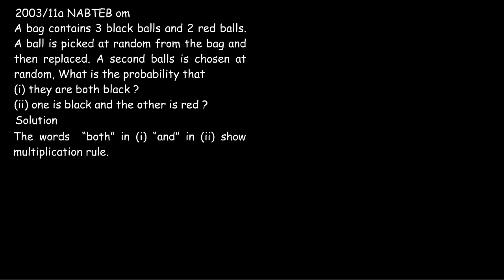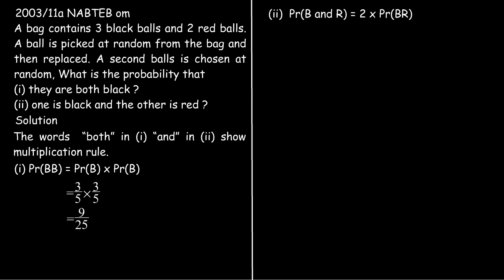So for our solution, the word both in 1 and 2 shows the multiplication rule. So for our first option, the probability of a black and a black will be equal to the probability of a black times the probability of a black, which is equal to 3/5 times 3/5, which is equal to 9/25. For the second part, the probability of getting a black and a red will be equal to 2 times the probability of getting a black and a red, which is equal to 2 times 3/5 times 2/5, which will be equal to 12/25.